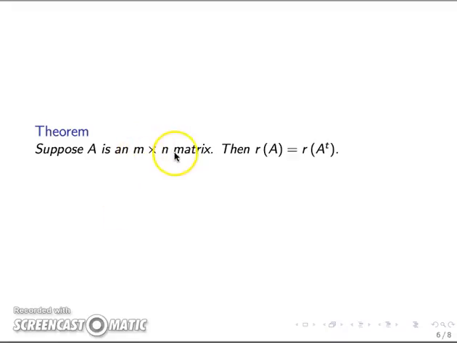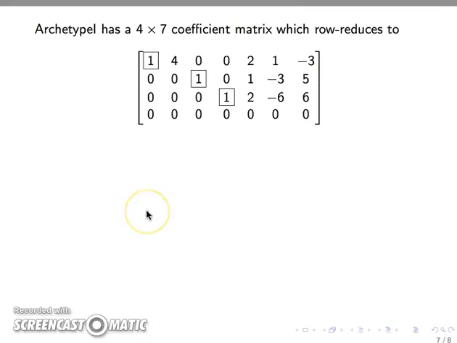We consider a rectangular matrix, and we find that the rank of the matrix is exactly equal to the rank of the transpose of the matrix. To illustrate this theorem, we consider a matrix in archetype I. Okay, archetype I, not archetype 1. This matrix has the RREF that is displayed here. Therefore, we would conclude that here r equals 3.